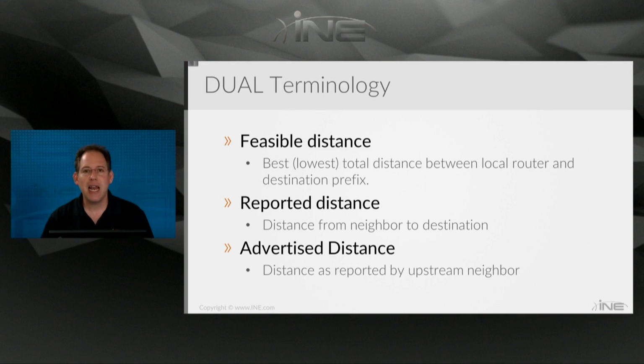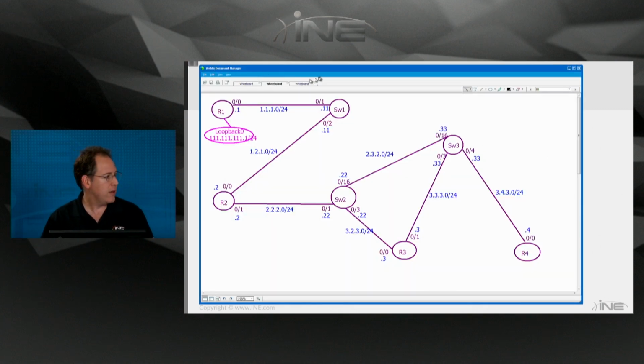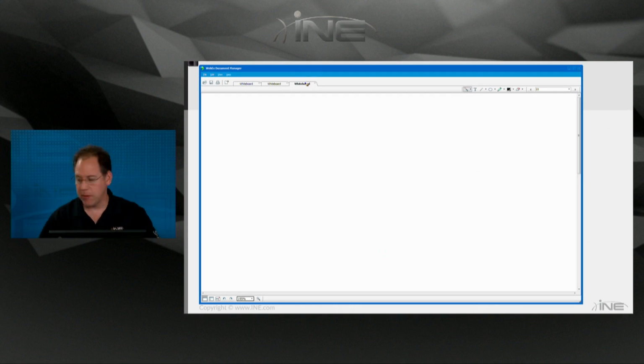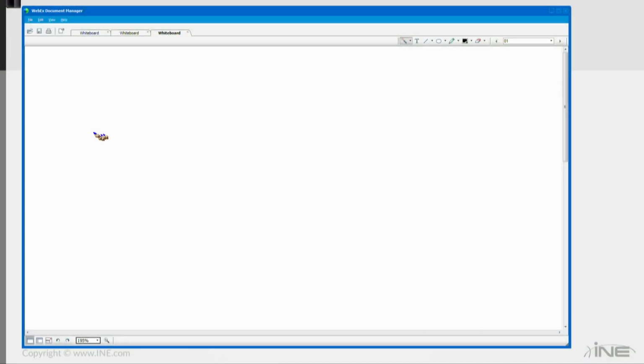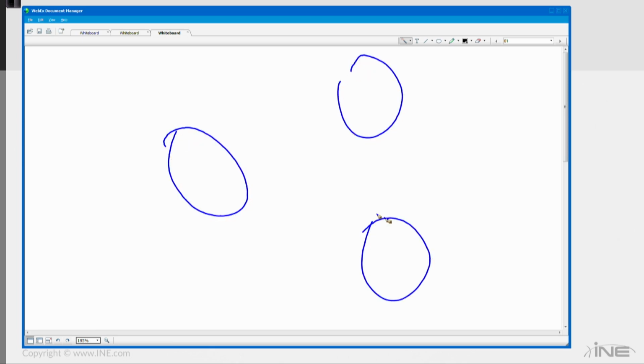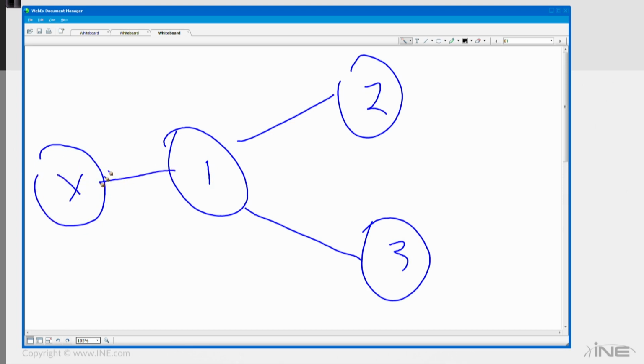So EIGRP has a formula or logic that it uses to try to detect if an incoming update could potentially be a routing loop. So how does it do that? Well, let's take a look at this real simple premise. Let's say I have a router right here, and he knows that he's got two neighbors. We'll say this is router 1, router 2, router 3, and here's his neighbor over here, router X. Router X sends him some route, let's say for the 3 network.